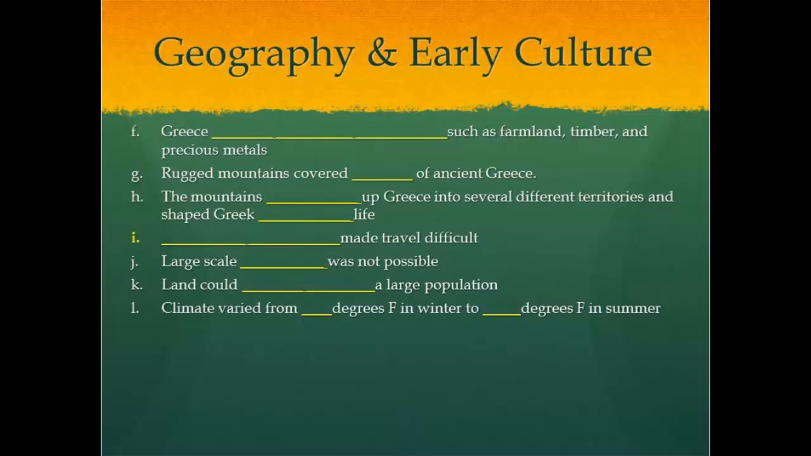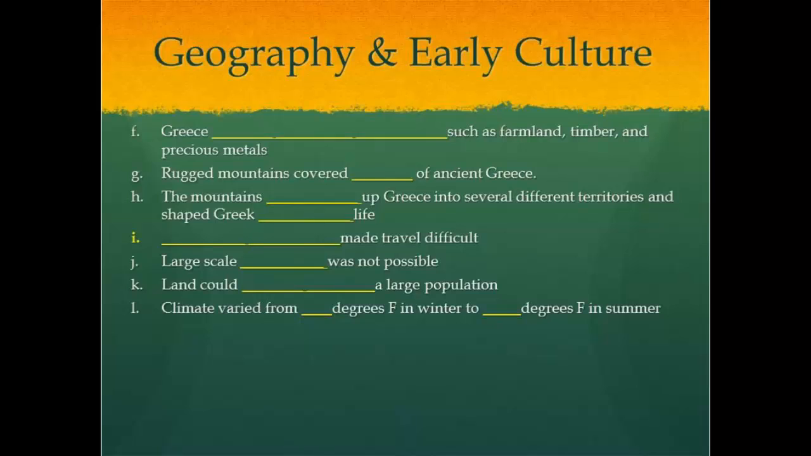Greece lacked natural resources such as farmland, timber, and precious metals, so they had to rely pretty much on the sea. Rugged mountains covered 3/4 of ancient Greece. The mountains divided up Greece into several territories and shaped Greek political life. Uneven terrain made travel difficult.